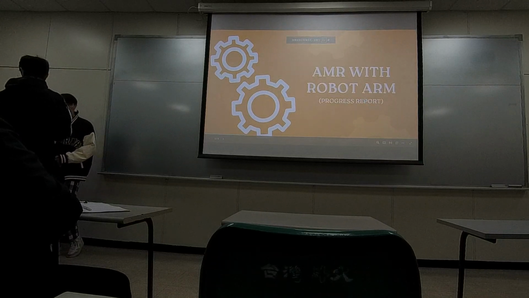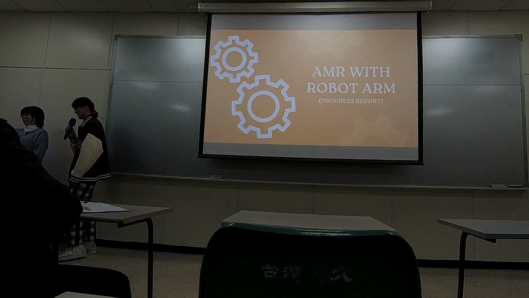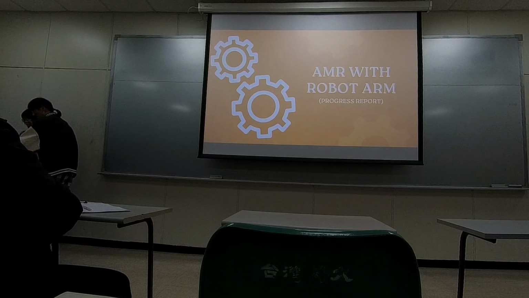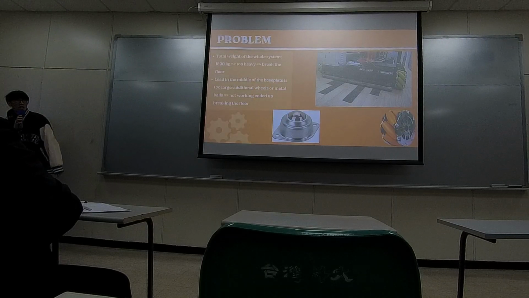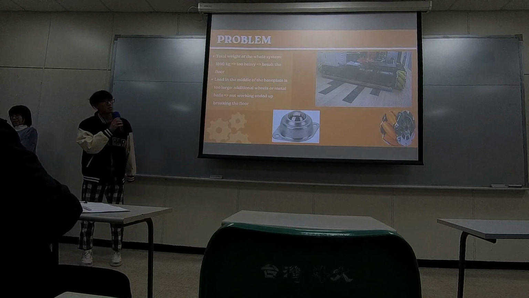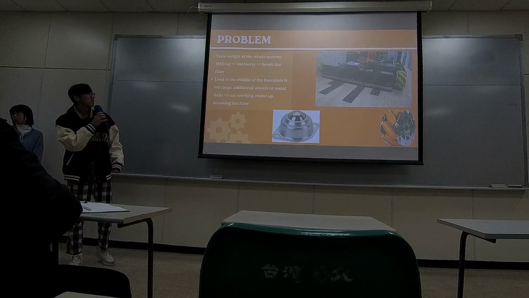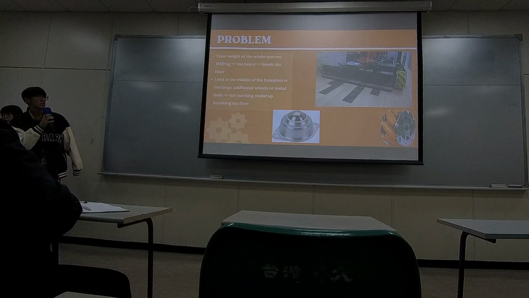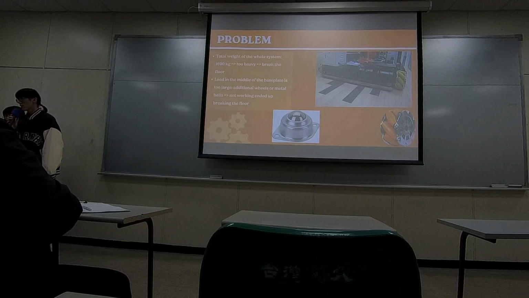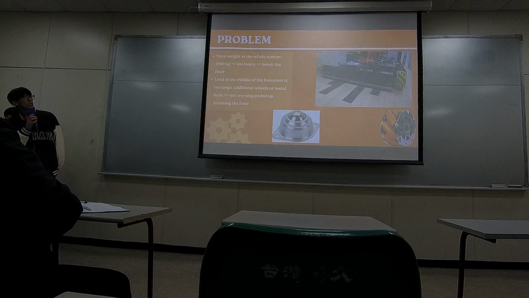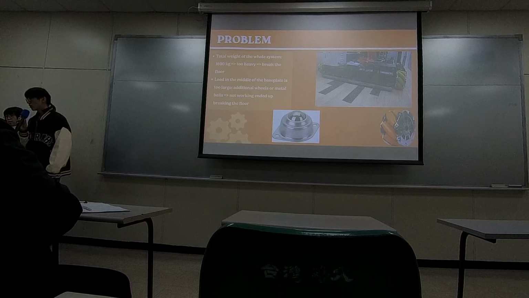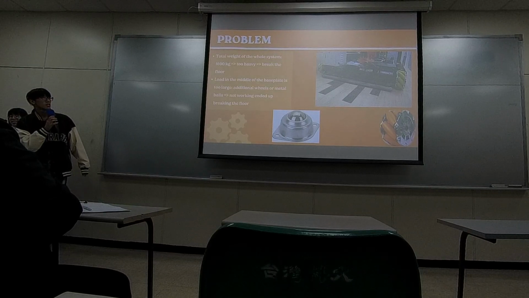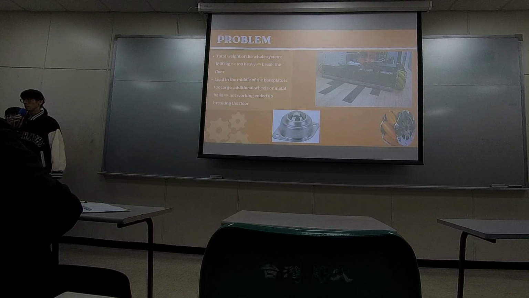Hello everyone, we are Group B. Before we started, we needed to know the problem of this robot. The problem is the total weight is too heavy, about 1,690 kilograms, and it will break the floor. The load on the middle of the basement is too large and it's unsafe.